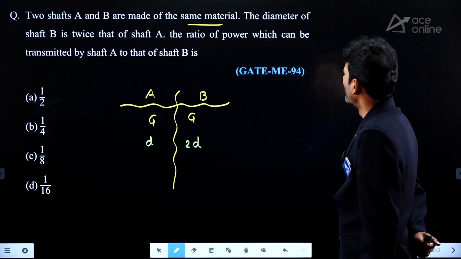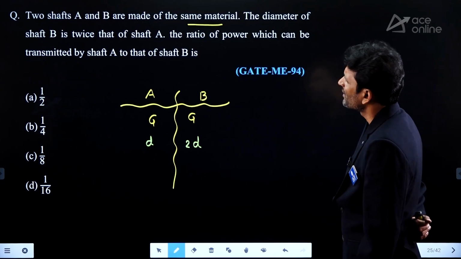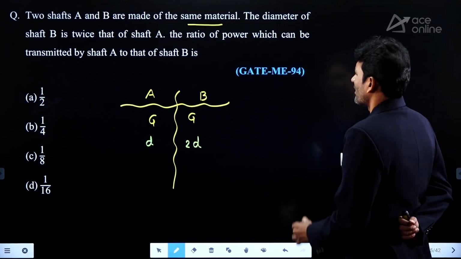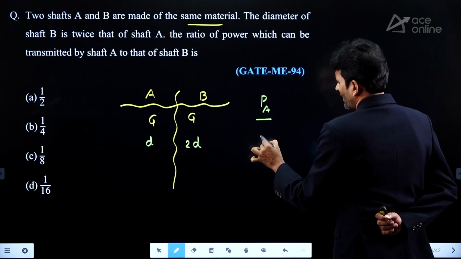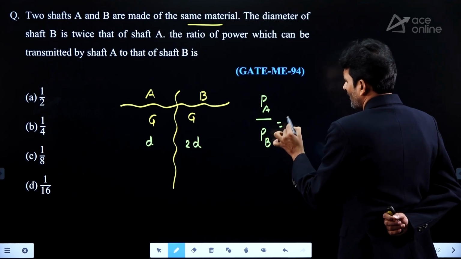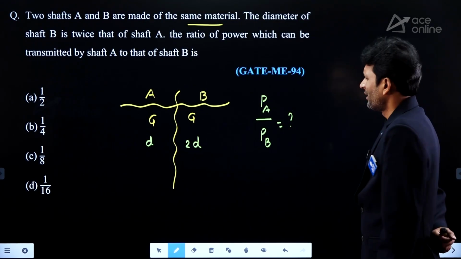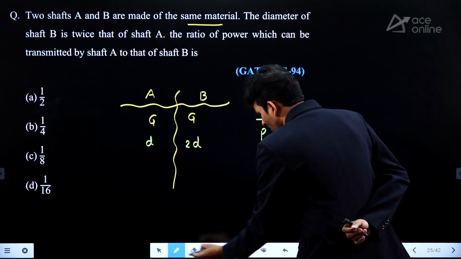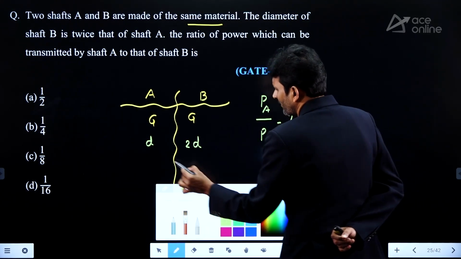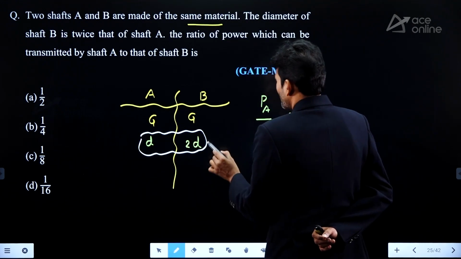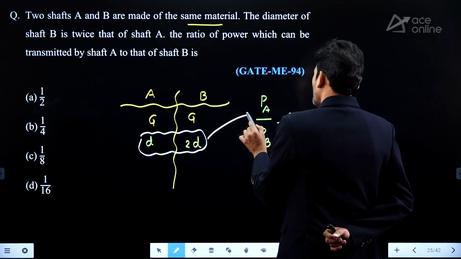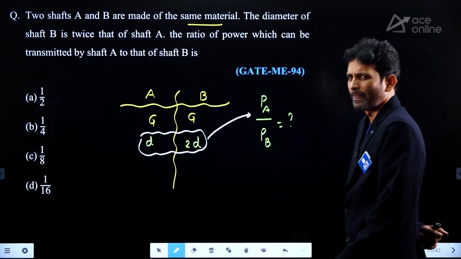The ratio of power which can be transmitted by shaft A to that of shaft B. We need to take the power ratio between A and B. This is asking. Right? Material is same, but changes we are taking only for the diameters. But what is the relation between diameters and power transmission?